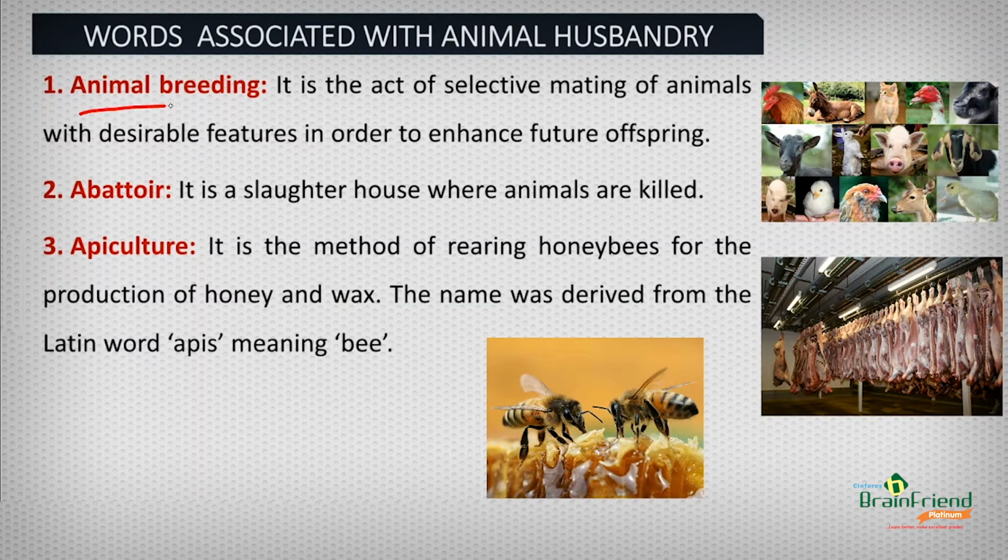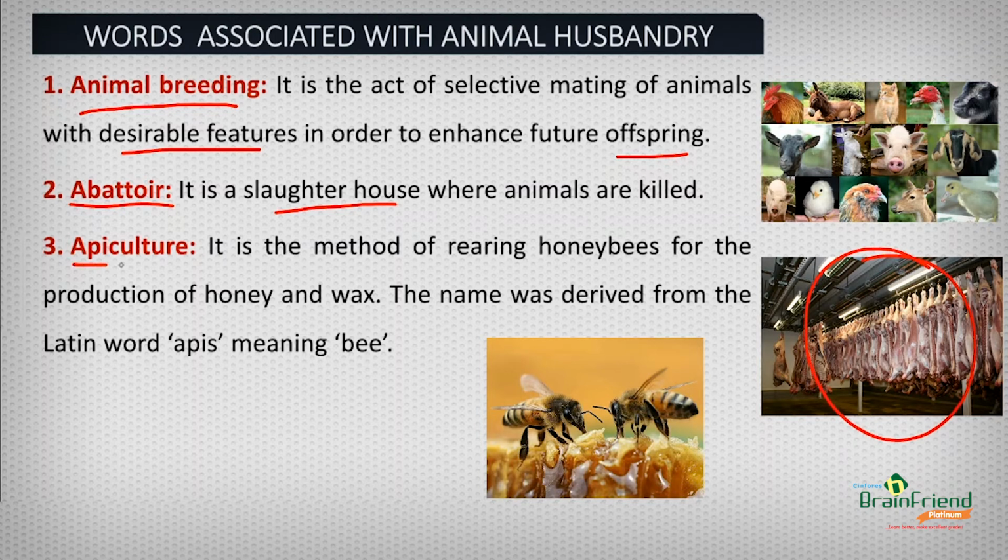First, we have animal breeding. Animal breeding is a process of selective mating of animals with desirable features in order to enhance offspring. Next, we have abattoir. It is a slaughterhouse where animals are killed. This is a typical example of an abattoir.